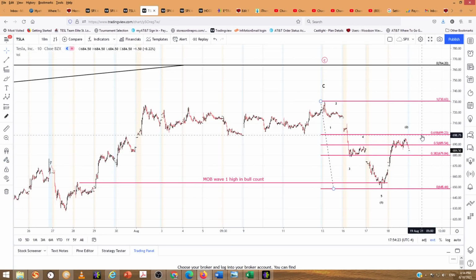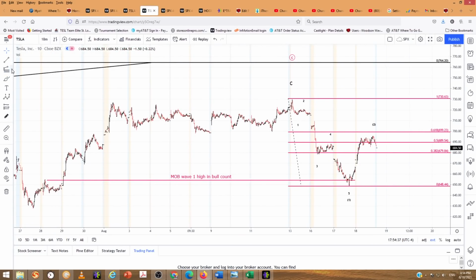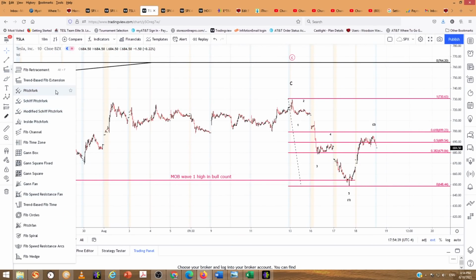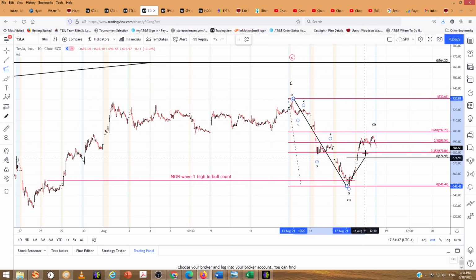That should be 2. 2 cannot go above this high. There's your make or break, 1730. When 2 gives way to 3, 3 will be a very big decline, and we're going to get some targets for that. Okay, that's providing that this 2 stays there. It could go up to that 618 at 699, just under 700.